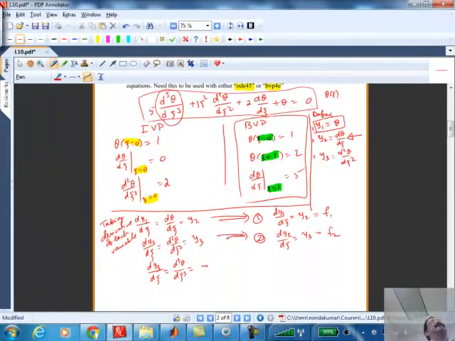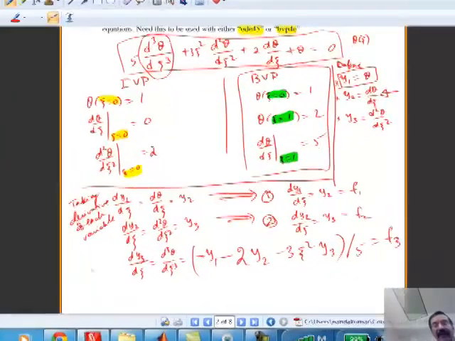Theta goes to the right hand side. But theta is the same as y1. Minus 2 times d theta d psi. But that is the same as y2. Minus 3 psi square d square theta d psi square, which is the same as y3 divided by 5. That is going to be my function 3. Okay? And that is going to be my third equation.